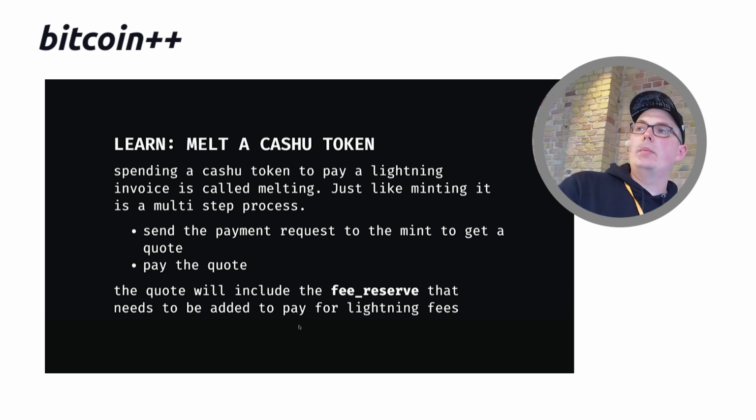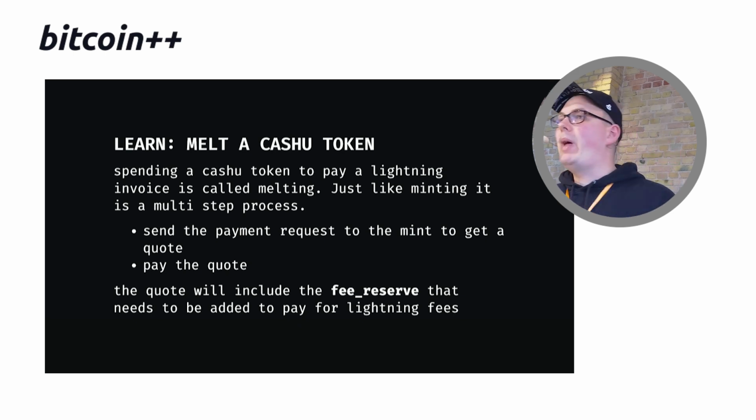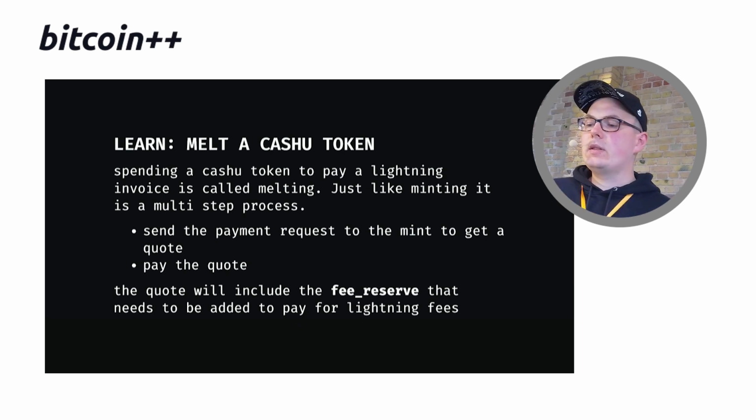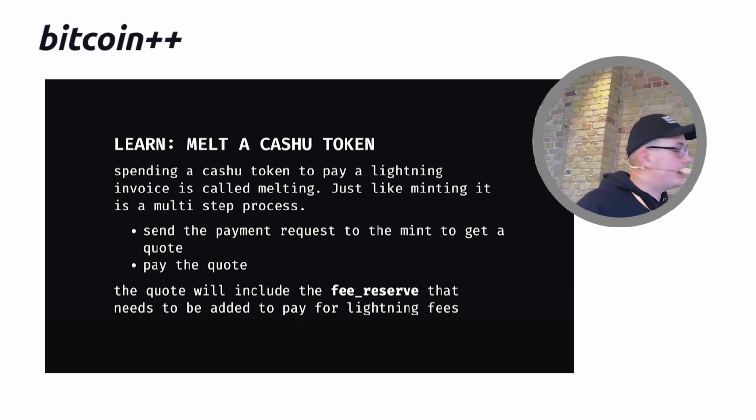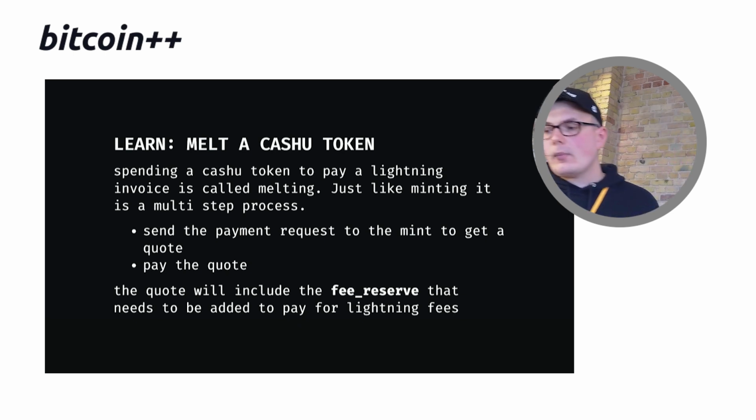Okay, there's one last thing that we need to learn. So now we know how to mint tokens, how to send tokens, how to receive tokens, and how to convert an encoded token into a decoded token and vice versa. The last thing that we're going to learn is how to melt a cashu token. And melting is a little bit more complicated conceptually. Melting is actually like destroying a token to get sats, like Bitcoin Lightning sats, back out. So just like minting, it is a multi-step process that involves the quote.